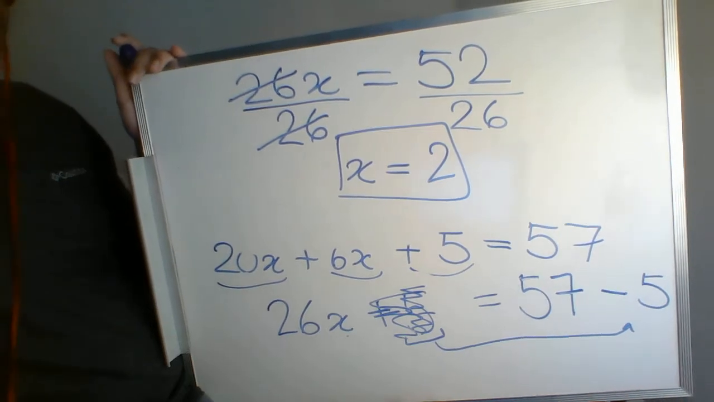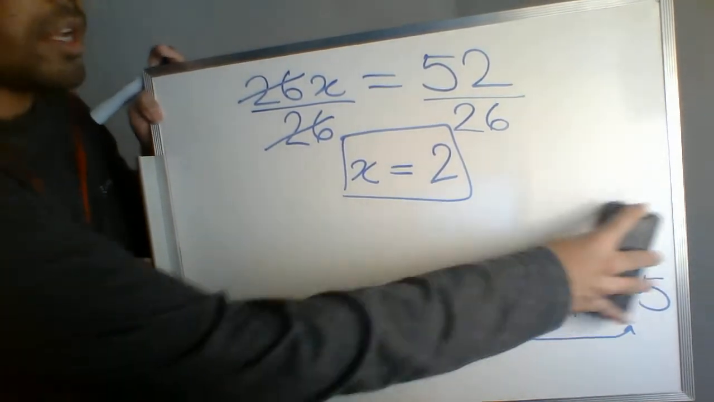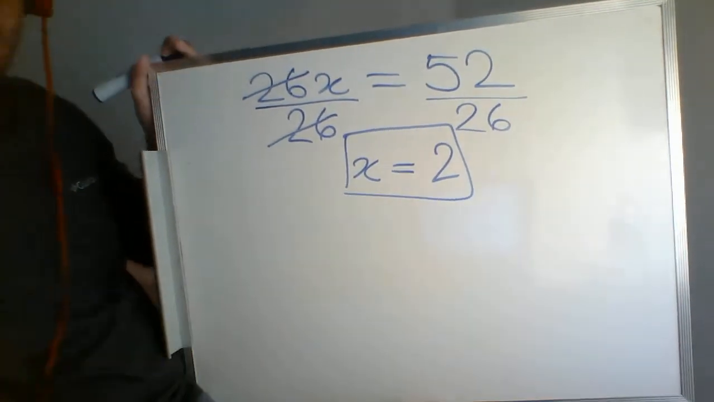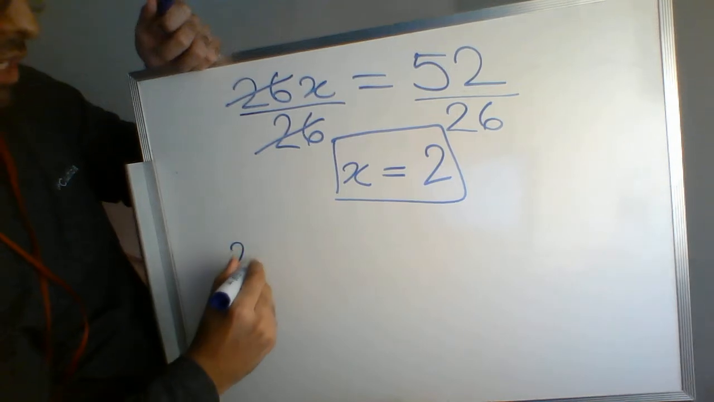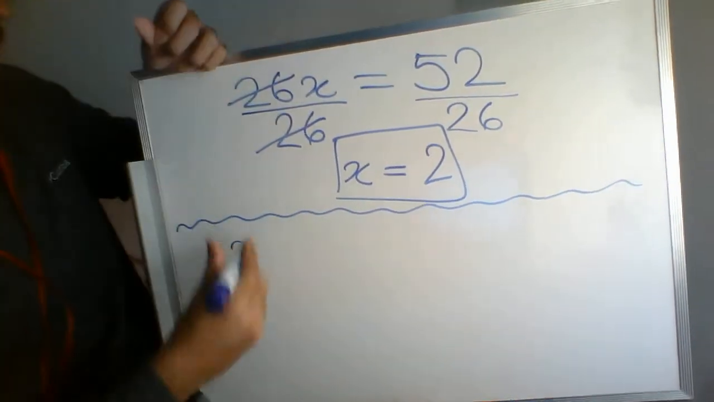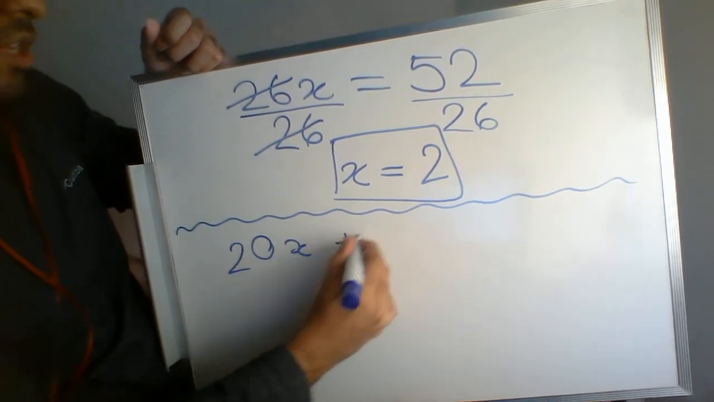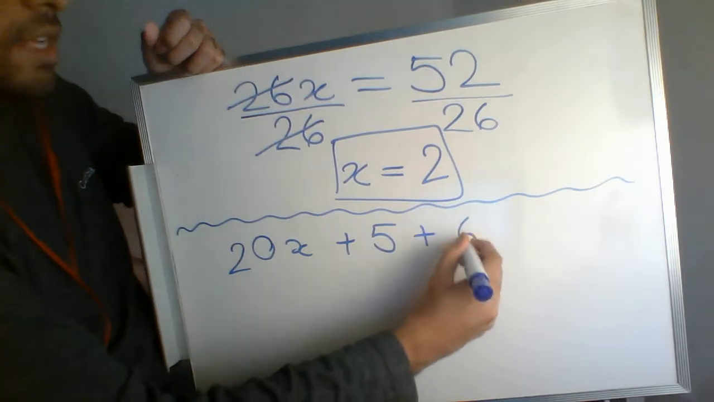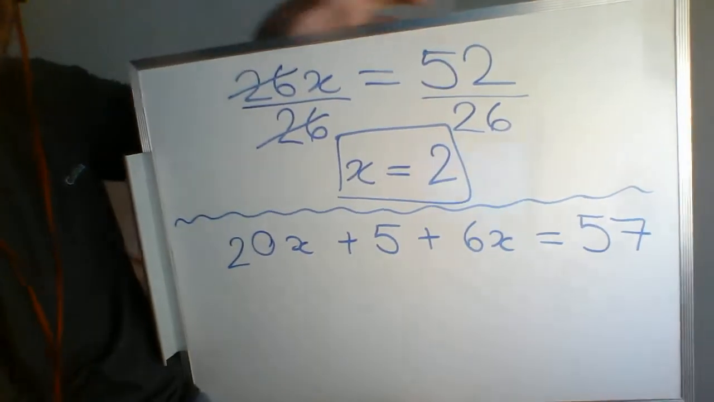A good way to check that you have the right answer is to go back to the original equation. I'm going to get rid of what we had down here, and rewrite the original equation. I'll put a little squiggly line here so you can see where we're starting. So we had 20x plus 5 plus 6x is equal to 57. That was the question that we started with.